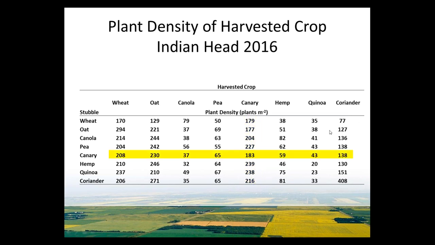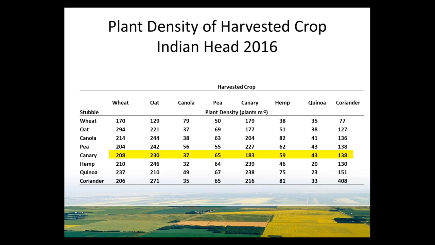And then when we look across the other way, you'd say, okay, this is the impact of canary stubble. So you'd look and you'd say, okay, well, the wheat on wheat really suffered. Wheat seeded on canary wasn't too bad, all things considered. Oat on canary, pretty good. Looks like at this site in this year, 2016, the cereals really did not like going on that wheat stubble. But if you look at canola, it did like going on the wheat stubble, and it didn't particularly like the canary seed stubble.